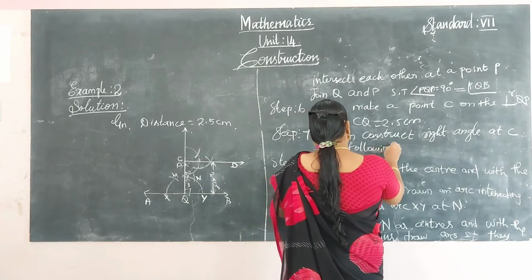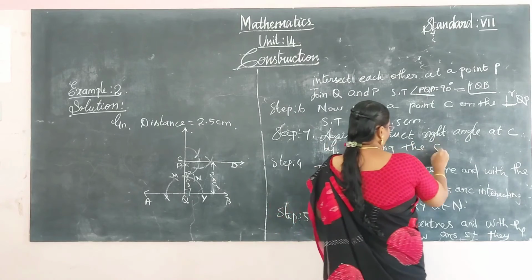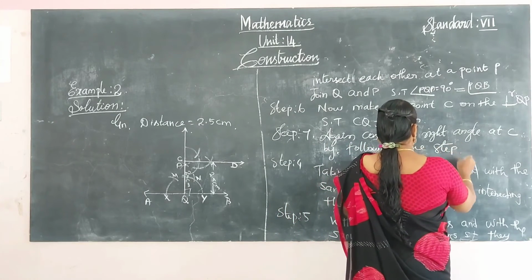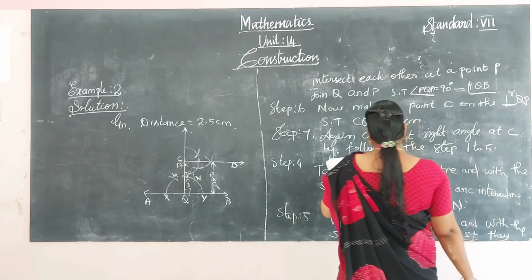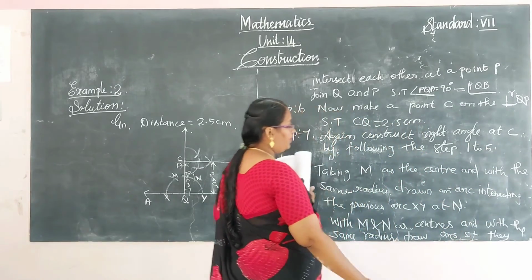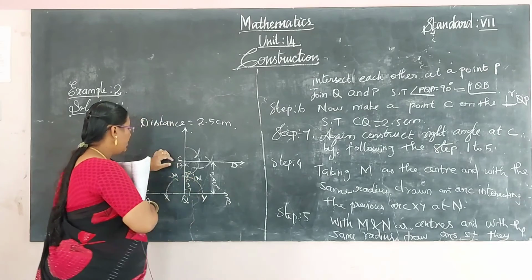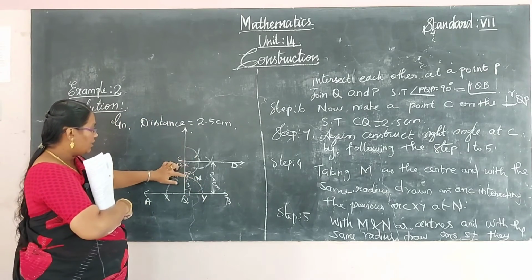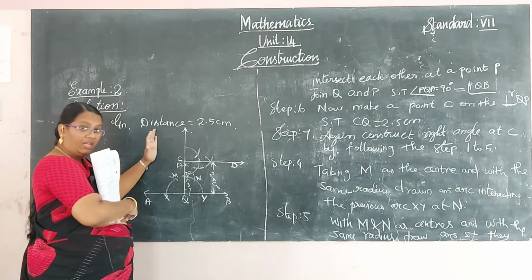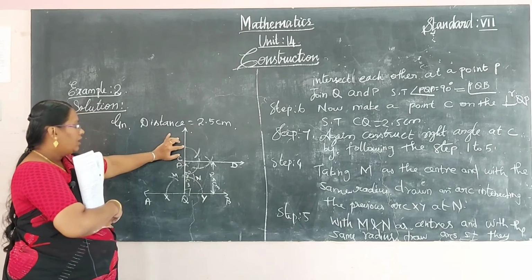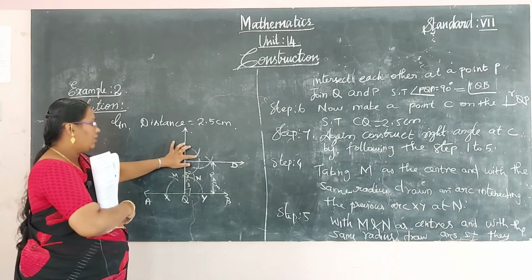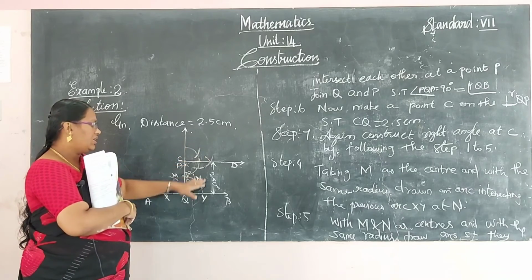Following this step 1 to 5, we have to repeat it. What do we repeat? With C as the center, draw an arc of any radius. With the same radius, with the intersecting arc as a center, draw another arc, denoted M N.